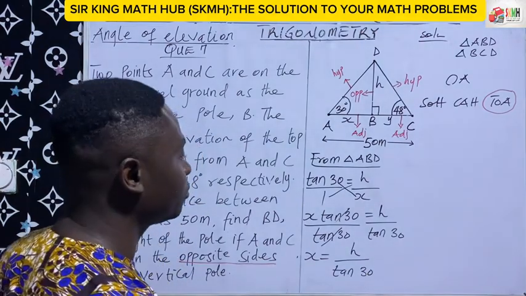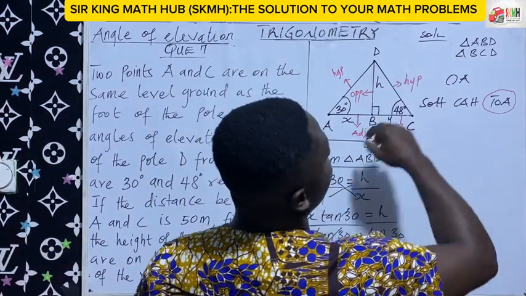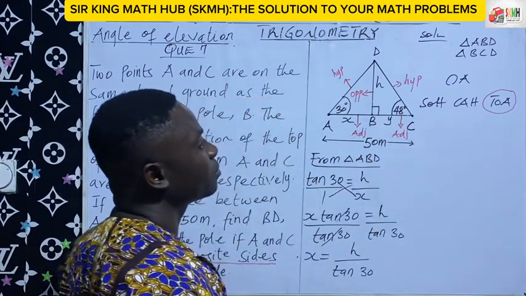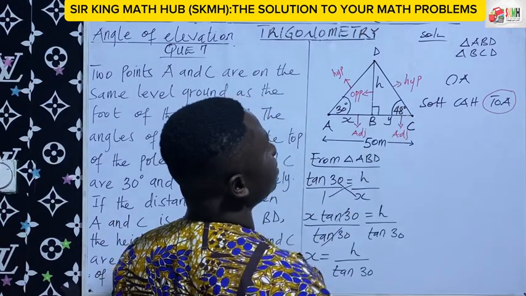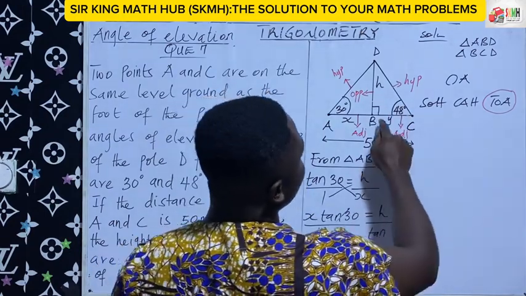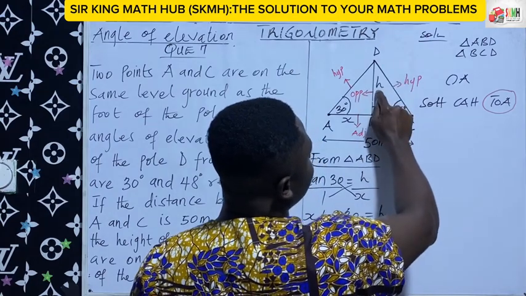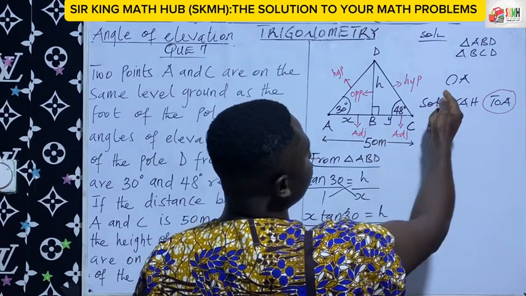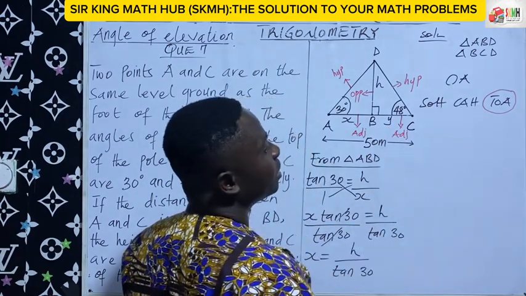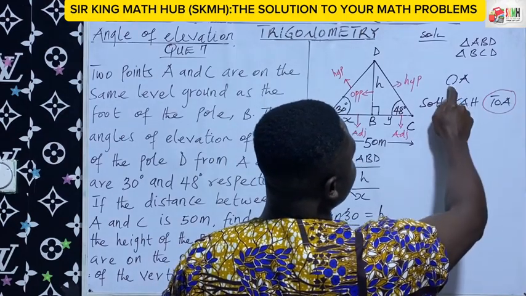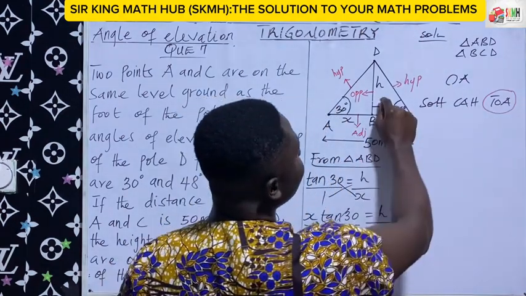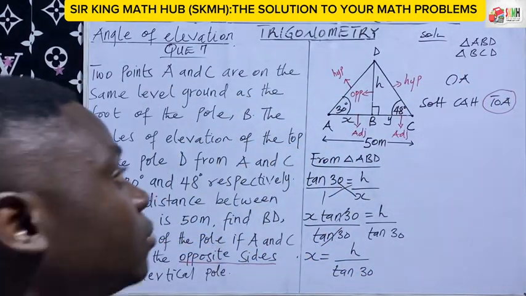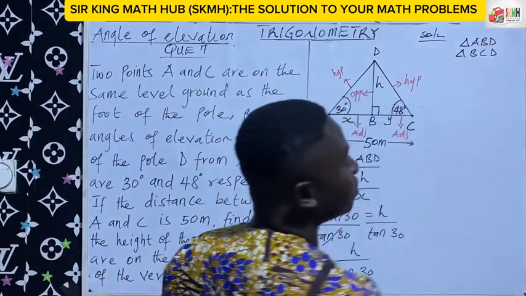tan 30. Now let's also calculate the height of the second right angle triangle. To calculate the height of the second right angle triangle, we know our opposite as H and we know our adjacent as Y. So we still go by opposite and adjacent. And from SOHCAHTOA, TOA has opposite and adjacent. So to calculate the height using the second right angle triangle, we have to go by TOA.